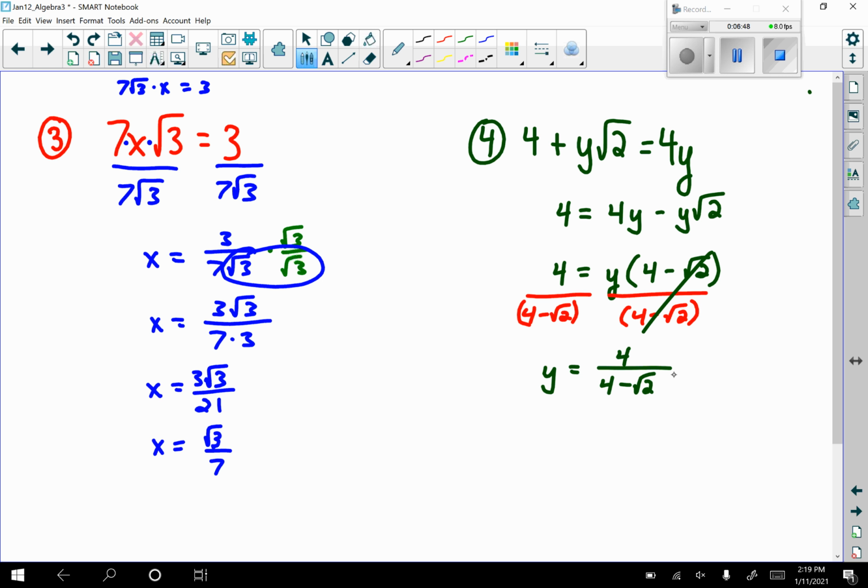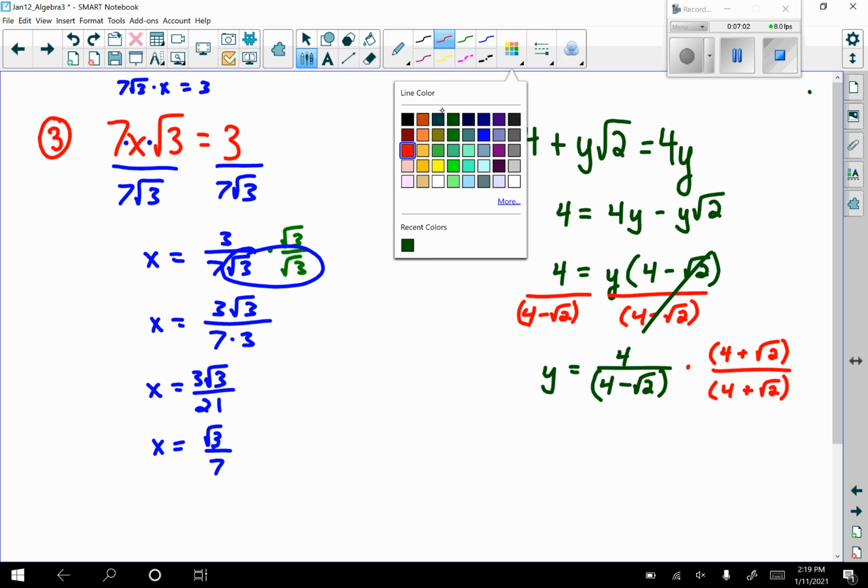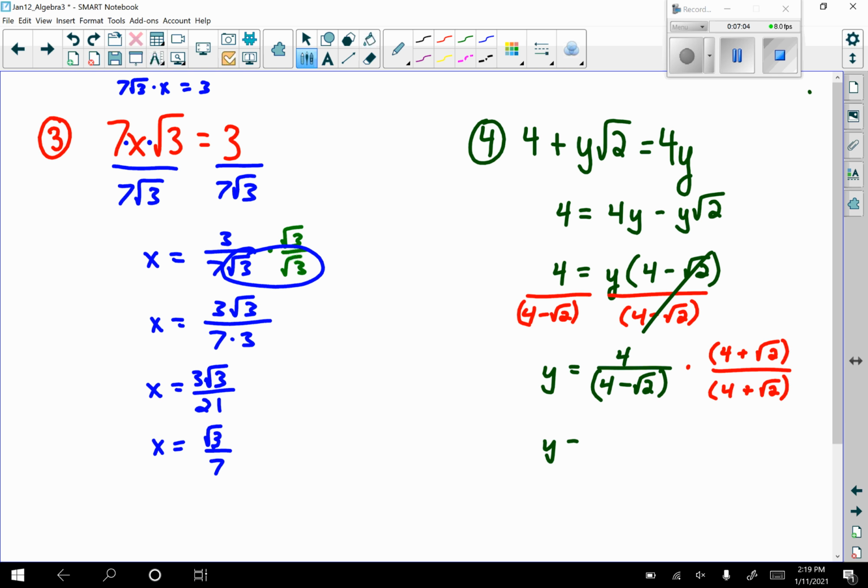Now I have a binomial in the denominator, so we've practiced this before, but we're going to multiply by the conjugate now because we cannot leave a radical in our denominator. So we multiply top and bottom by 4 plus radical 2. So I'll distribute the 4 to the two terms over here. So we're going to get a 16 plus 4 radical 2 all over 16, and then this will just give me a minus 2. So we get 16 plus 4 radical 2 over 14.